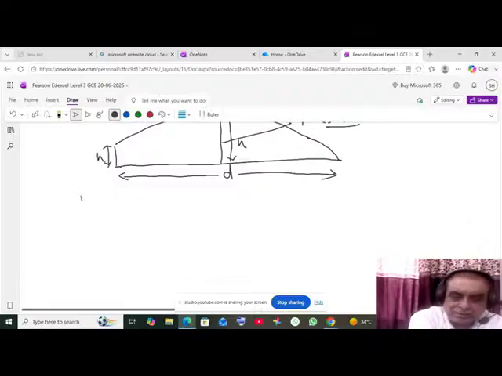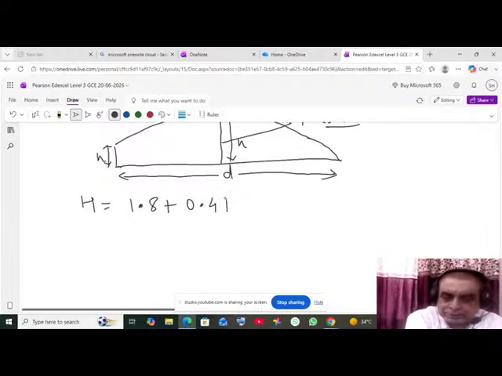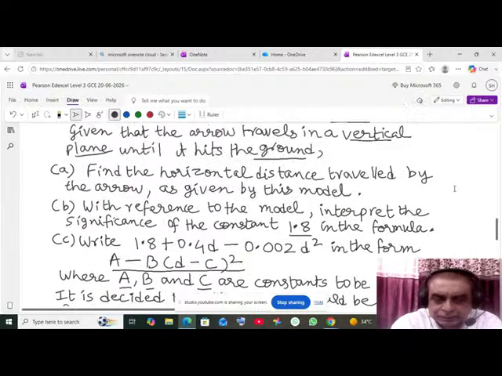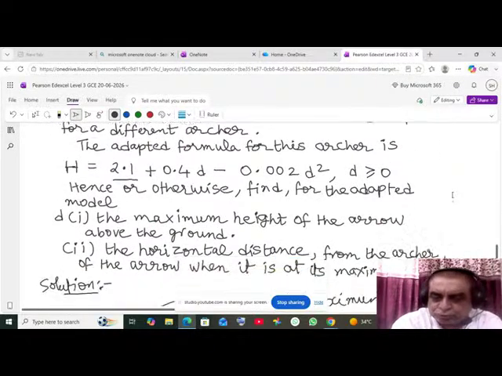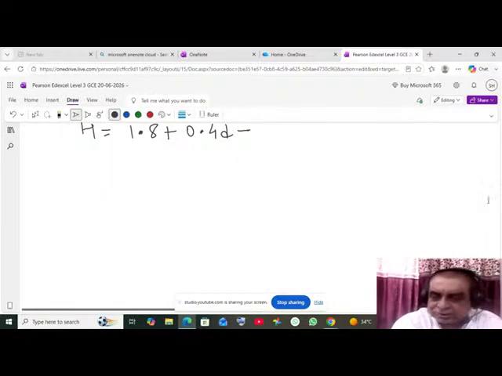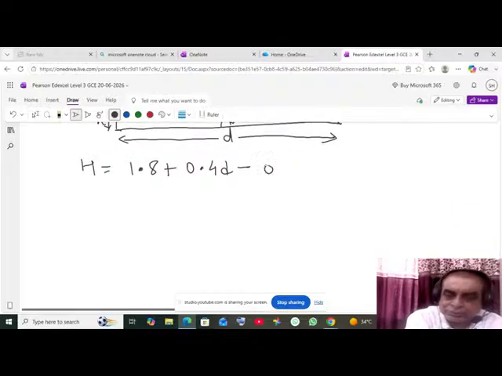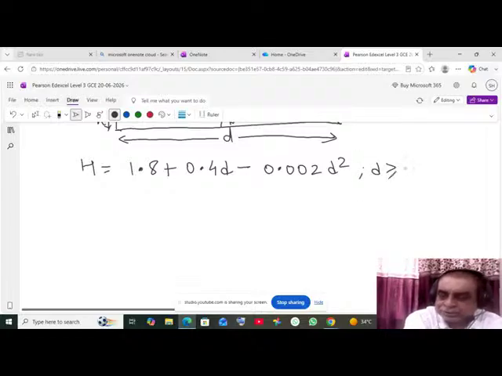The height traveled by the arrow, h, is the vertical height. It is 1.8 plus 0.4d minus 0.002d squared. Okay, this is the model in which the arrow is traveling, where d is the horizontal distance traveling from the archer.